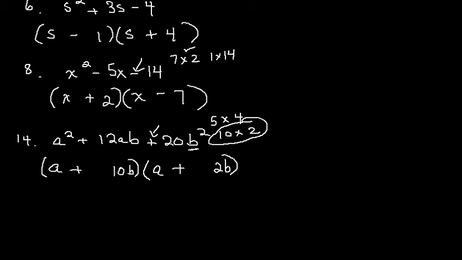Let's get to a more difficult one. It's going to all change when you hit 15, so let's do number 16. 9a squared minus 21a minus 8. Alright, this one is different, and it's severely different because we no longer have a 1 in front, we have a 9.